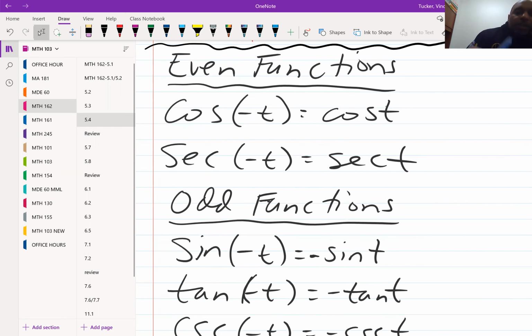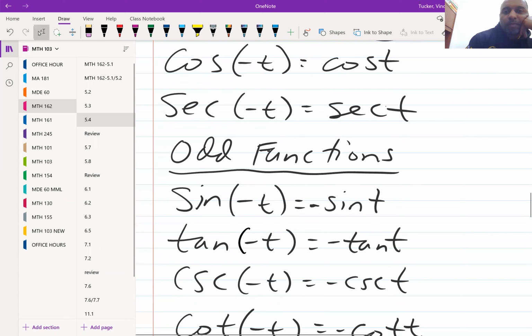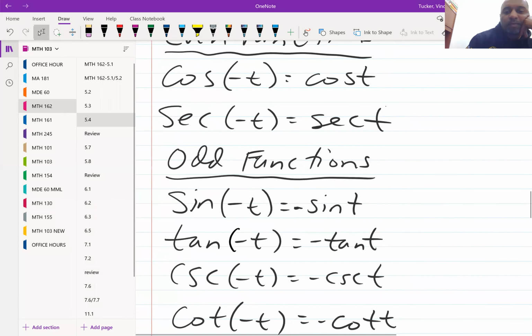Your odd functions are the other ones, the other 4. So when you plug in negative into the application of sine, tangent, cosecant, or cotangent, it's the same as having negative sine t or negative tan t, negative cosecant, and then negative cotangent.